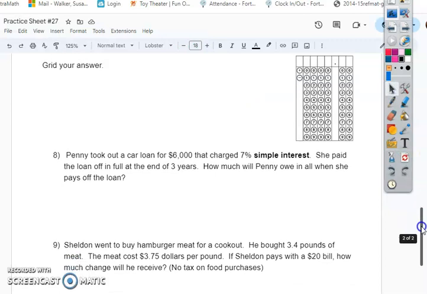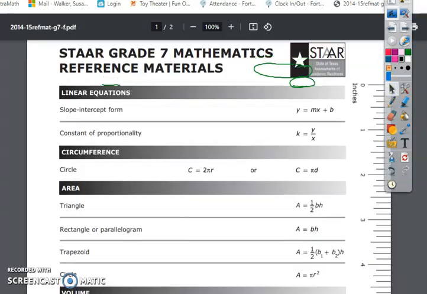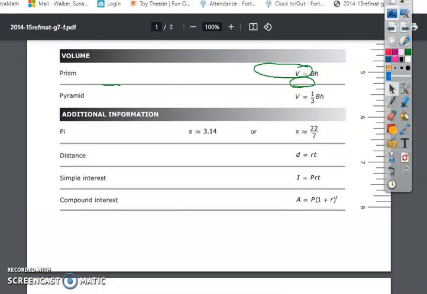Number 8. Penny took out a car loan for $6,000 that charged 7% simple interest. There's my keyword right there, guys. She paid the loan off in full at the end of 3 years. How much will she owe in all when she pays off the loan? Okay? So, simple interest. Simple interest. That is on my formula chart. This is your friend. Your formula chart is your friend. Simple interest.